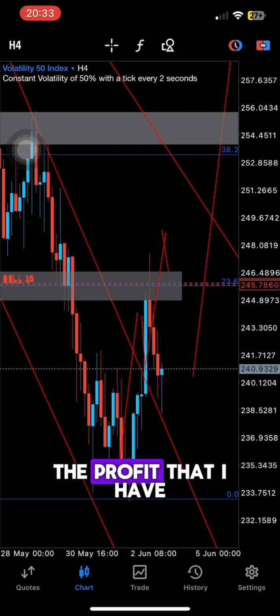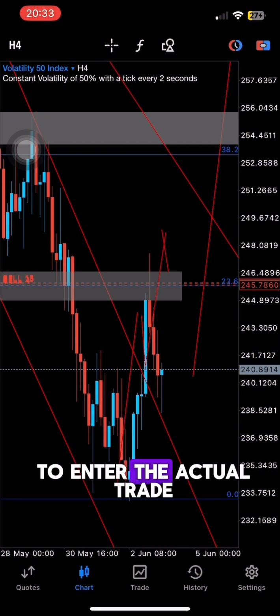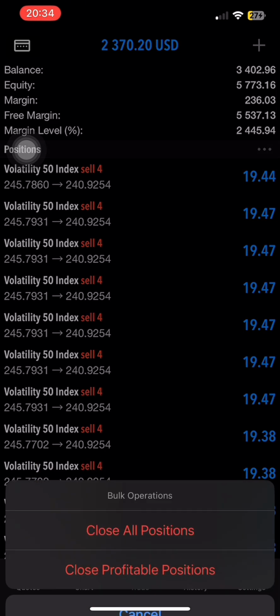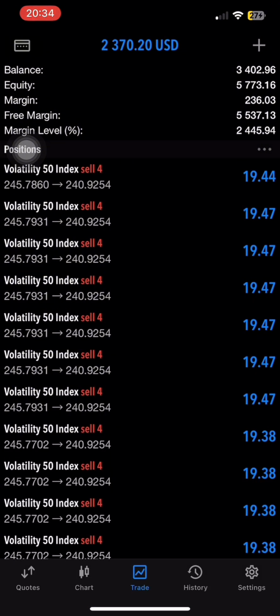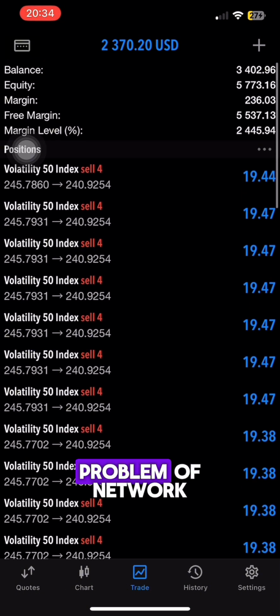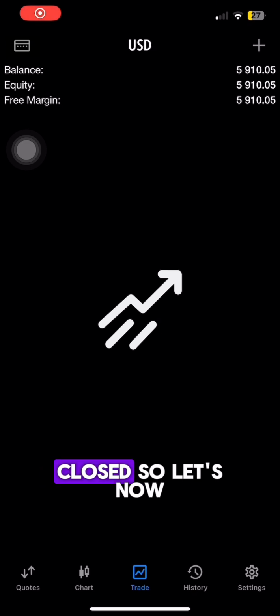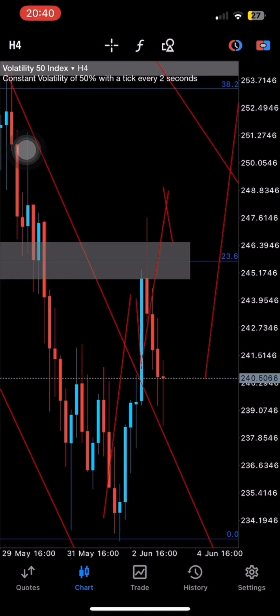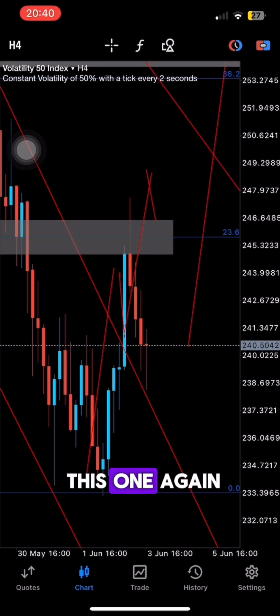And then after taking the profit that I have, I would then have to enter the actual trade. That is the buy. So let me close and then enter the buys. Let me close. What is it doing now? Come on. This must be a problem of network. And now we have closed. So let's now enter the buys and then collect as much profit as we can get. So I'm going to enter buys on this one again.